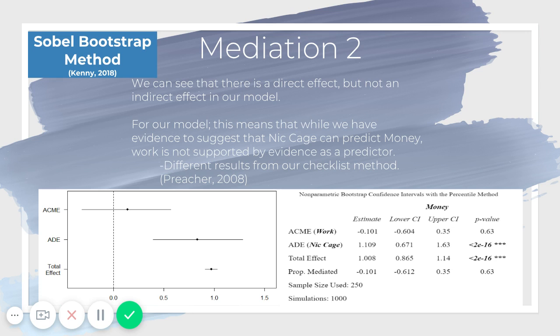So finally, we see for our final model that there's evidence to suggest that Nick Cage can predict money, as we would all know, but work is not supported by enough evidence as a predictor of money, which makes sense to me. You can watch as much Nick Cage as you want and get a whole bunch of money, but sometimes you can work for hours and get no money.